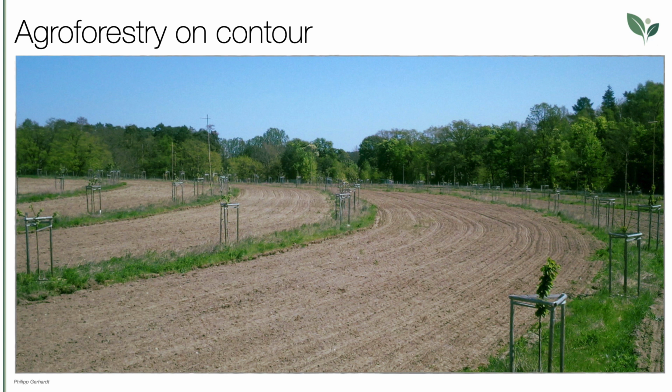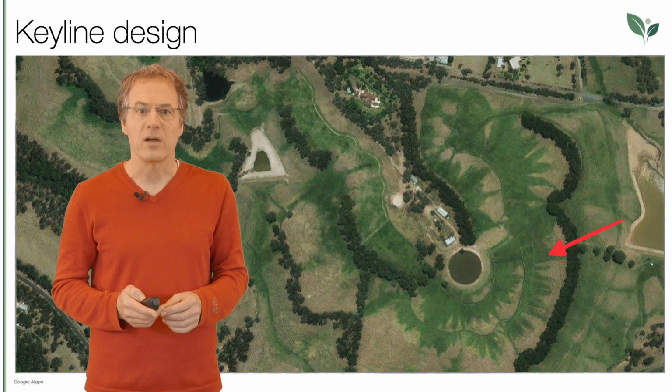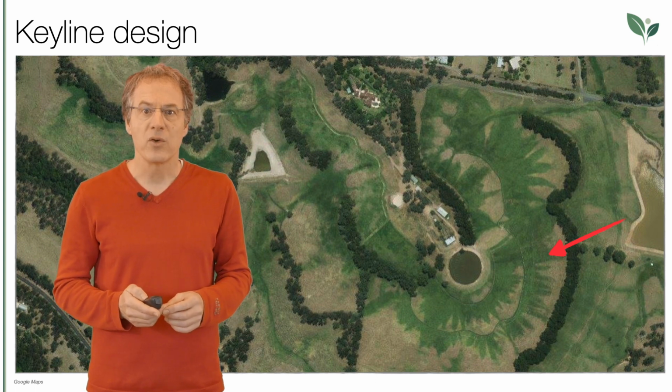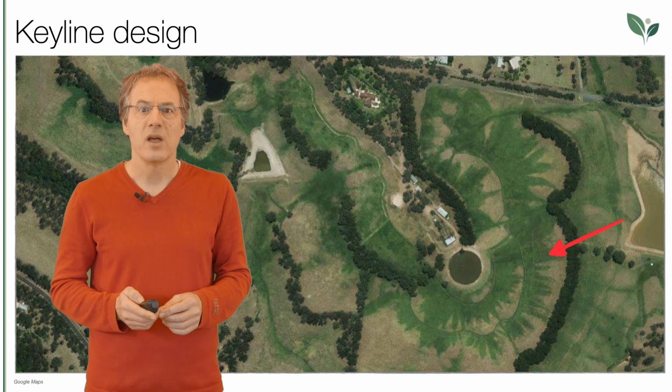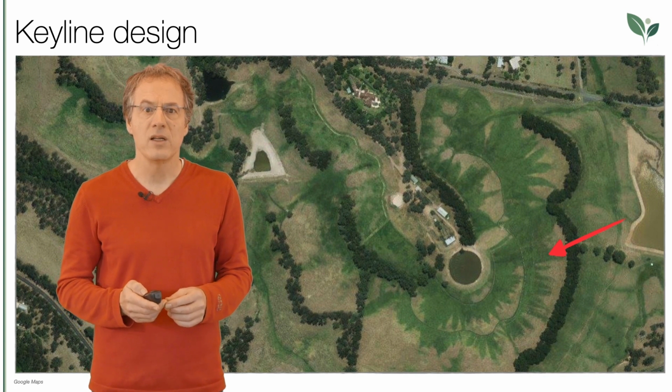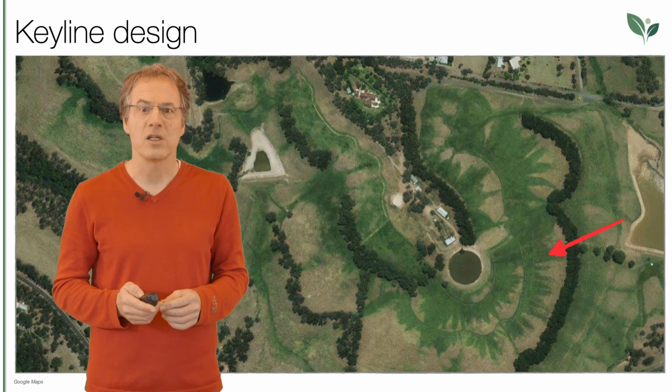Often, Keyline is associated with the establishment of tree rows, agroforestry, and or swales. The permanent grass stripes help to further reduce soil erosion and keep water on the terrain. Here's an example from Australia, Neverland, where the founder of Keyline Design, P.A. Yeomans, has made a completely degraded area fertile again.